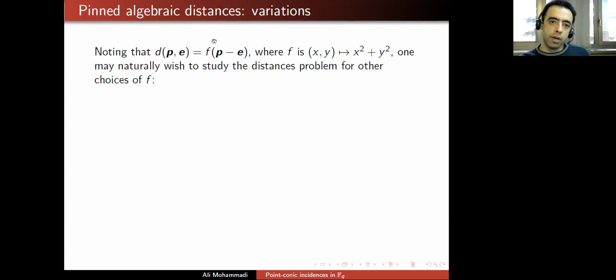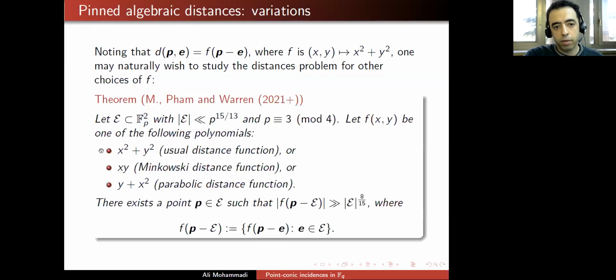And one observation is that distances over finite fields don't have the same Euclidean meaning anyway. The distance between two points P and E is really the image of P minus E under a function, x^2 + y^2. So it's very natural to ask, what can you say about other choices of f? And not much was said until our recent paper, where we're able to say non-trivial statements about all these choices of functions.